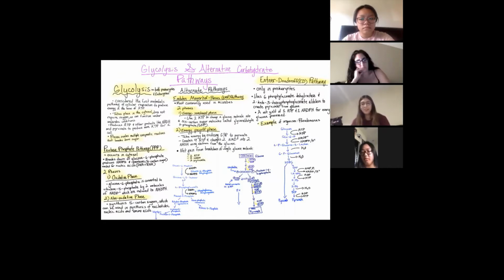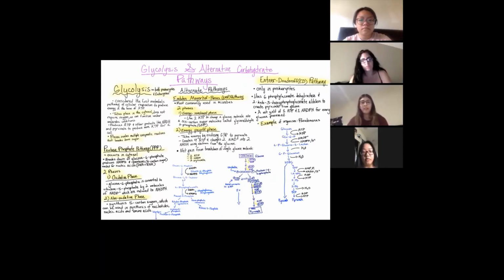Okay, so one of the alternate pathways is the EMP pathway. It is the most commonly used pathway, and it has two phases. The first phase is the energy investment phase. It uses two ATPs to change glucose into a 6-carbon molecule called glyceraldehyde 3-phosphate.